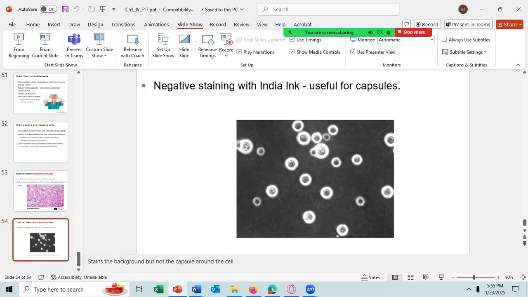All right, the capsule cannot be seen with most stains because the procedure will wash the capsule off the cell. You have to use the capsule stain in order to see the capsule. All right, any questions about this lesson?